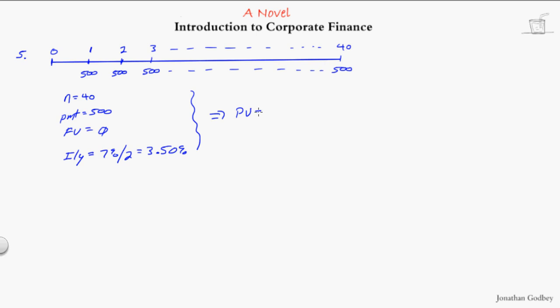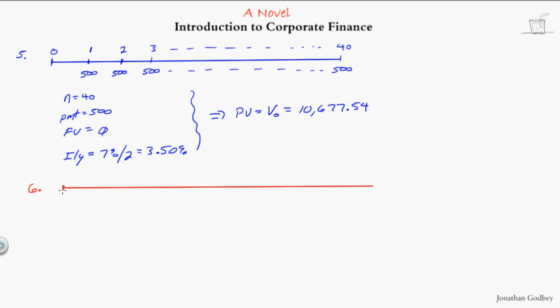So I press the present value key, and I realize that is the value today. That is what I'm looking for. That's going to be 10,677.54. So this is saying money machine 5 is more valuable than money machine 1, simply because it pays sooner at a faster rate.